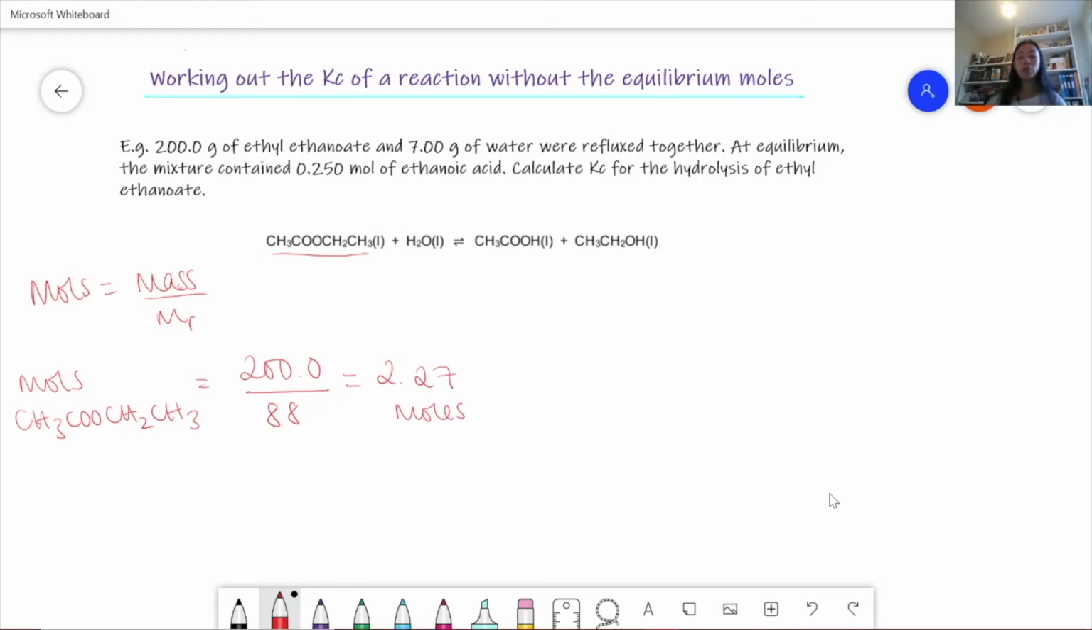And then we do the same with water. So the moles of water is equal to 7 grams divided by the Mr of water, which is 18 because it's 16 plus 2. And that comes out to be 0.389 moles. And so now we can work out the equilibrium moles. So you write out the equation.